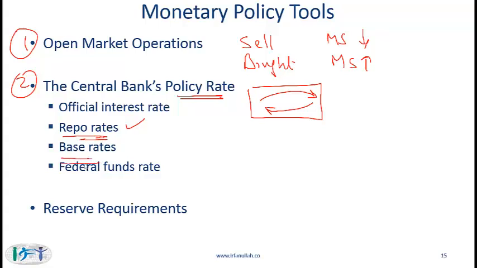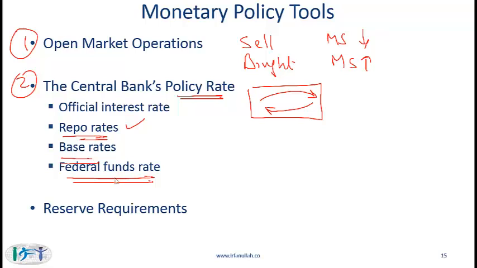Another important rate is a base rate, and again the exact name will vary from country to country, but this is the rate at which commercial banks are willing to lend to each other. The federal funds rate is a US rate, and it is referred to quite often. You need to know the definition of this rate. It is the interbank lending rate on overnight borrowing of reserves.